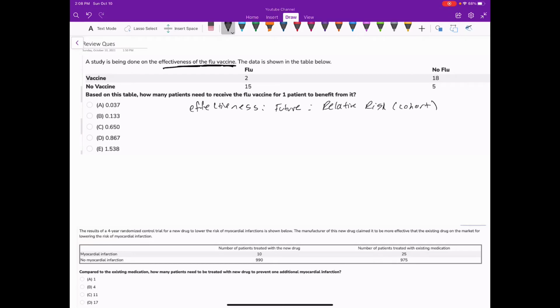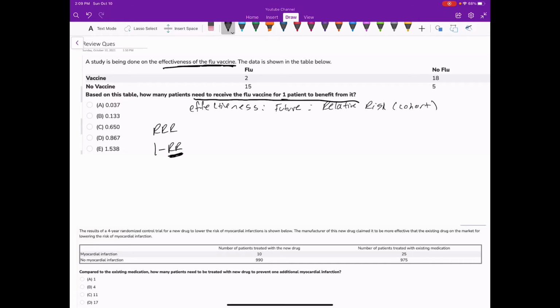Well, what are we asking? How many patients need to receive the flu vaccine for one patient to benefit from it? So this is something I didn't talk about in the videos, but I'll talk about it quick right here. All that is saying, if they're asking for one patient, they're asking for the relative risk reduction, which is dumb, but all it is is 1 minus the relative risk. So all you got to do is figure out what the relative risk is, and then you'll know what the relative risk reduction is. Not too bad.